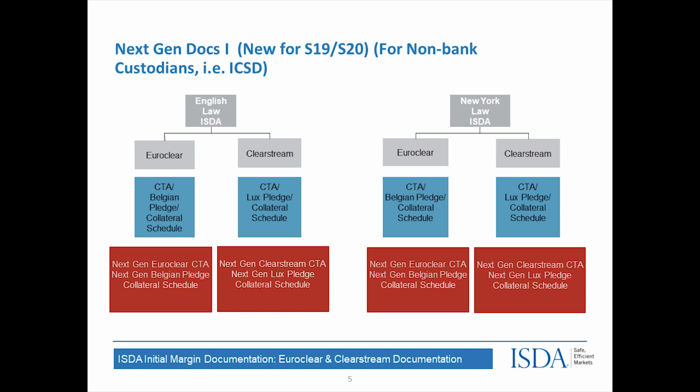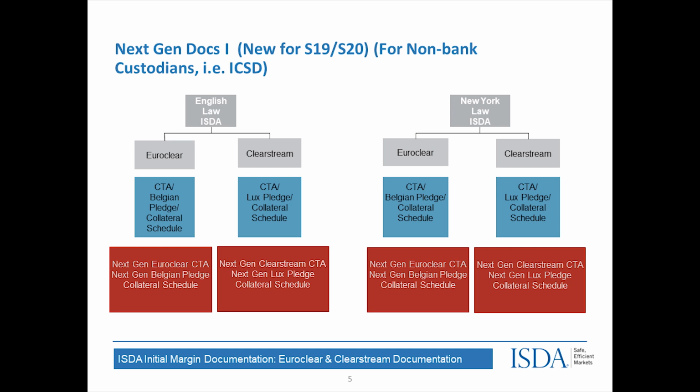Thanks, Paul. So this next slide is just a hopefully helpful way of visualizing what Paul has just been describing. So if we ignore for now the next-gen boxes along the bottom of this slide and just concentrate on the boxes above, which represent the phase 1 documents. If you're using a phase 1 set of documents and you have an English ISDA, then if you look at the left-hand tree on this slide, with Euroclear, what you would have is an English law Euroclear CTA, a Belgian law pledge, and a Euroclear form of trilateral collateral schedule, i.e. between pledgor or pledgee and Euroclear.